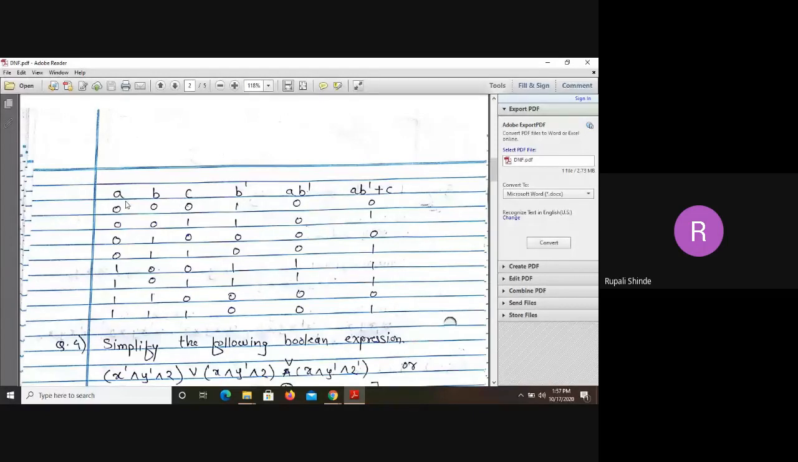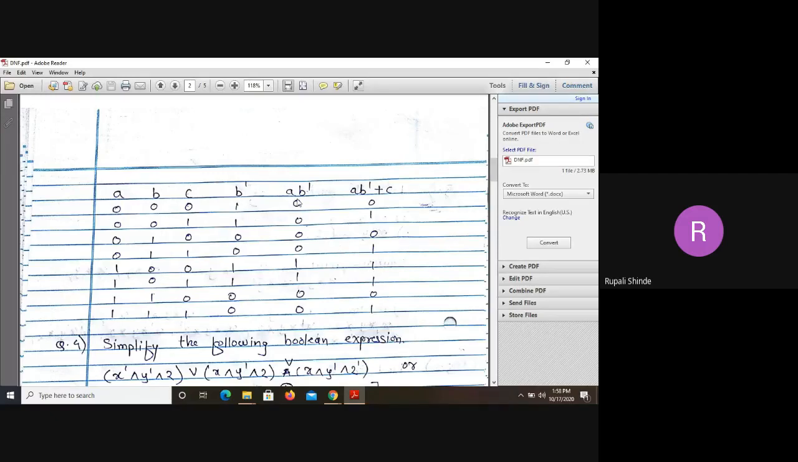Now next one is A B's complement. So here we have to take the product of these two columns, A and B's complement. So 0 into 1, answer is 0. 0 into 1, 0. 0, 0, 0. 0, 0, 0. 1, 1. So product is 1. 1, 1. Product is 1. Then 1, 0, 0. So this is the value for A, B's complement.